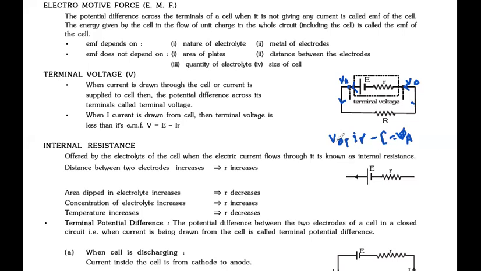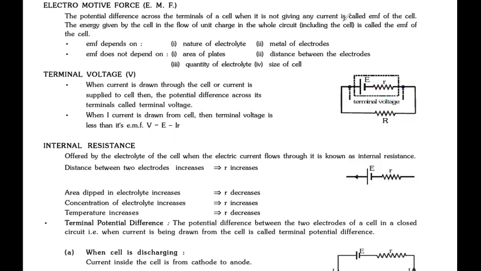So if you talk about this, A idhar liya, baaki sab idhar liya. So kya ho jayega? VB minus VA is equal to E minus IR, right? Or VA minus VB is equal to E minus IR. Because when you talk about potential, yahan pe kuch potential to drop kar gaya hoga na? Haan ya na? And the drop in the potential due to this internal resistance is IR. So the potential across the terminal will be E minus IR.